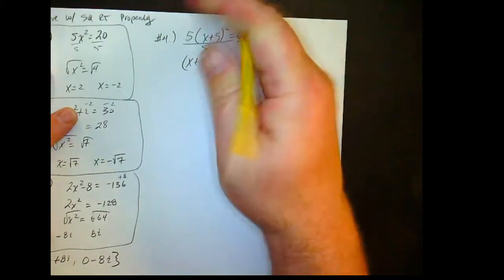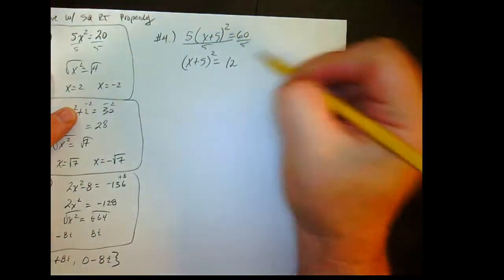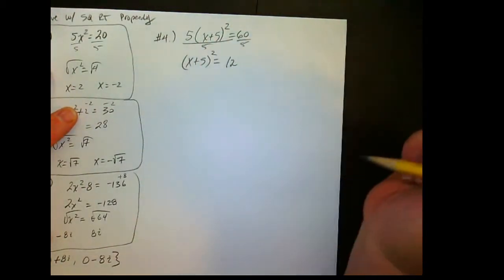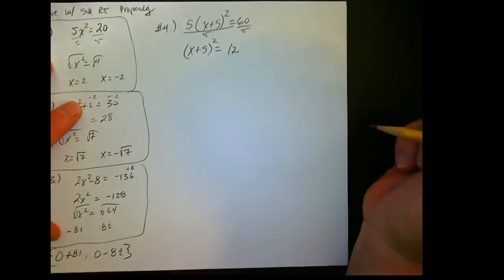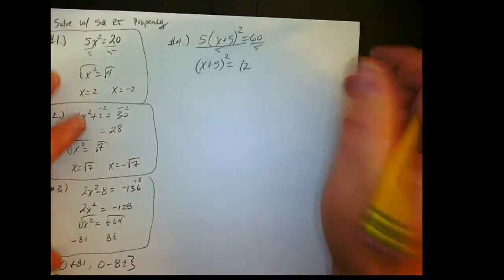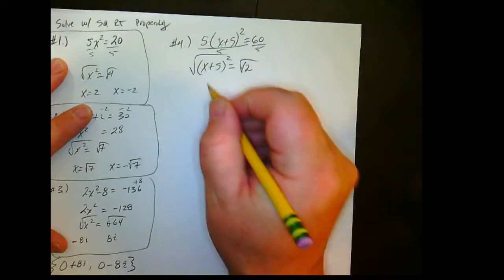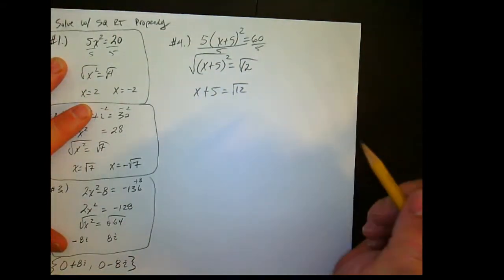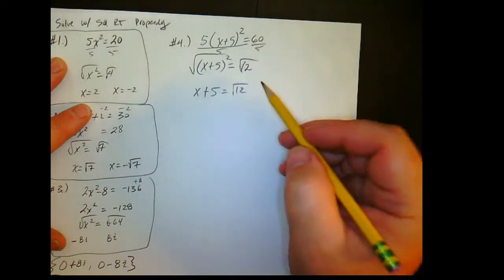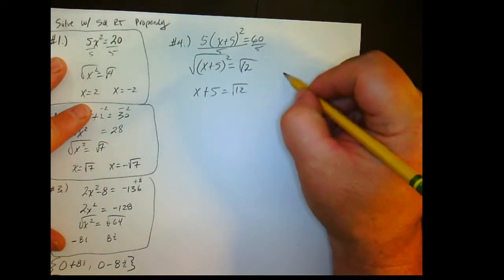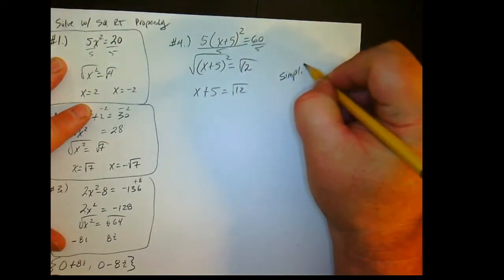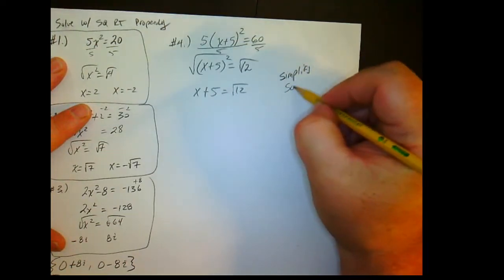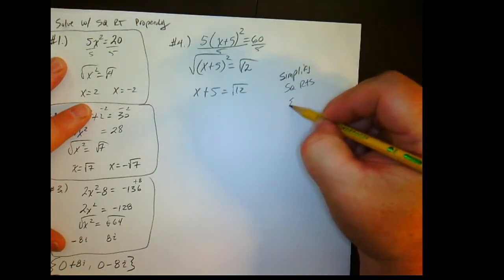60 divided by 5 is 12. Oh man, we're gonna have some square root stuff here. Man, this is algebra. This is actually even before algebra 1 level right here, but that's okay, you might have a little trouble with it. So x plus 5 equals the square root of 12. We'll do a little crash course in this. You might need to look up how to simplify square roots.